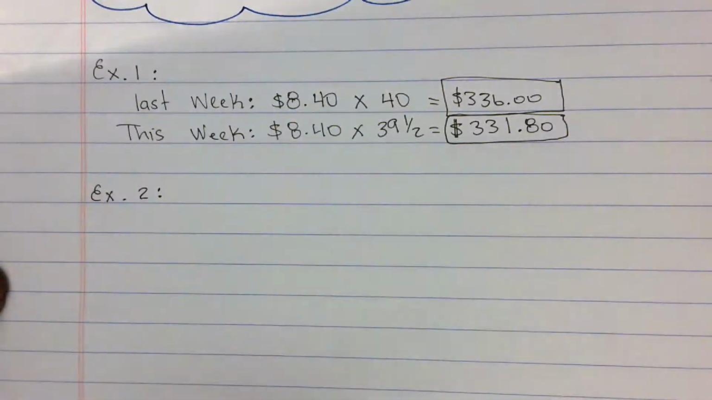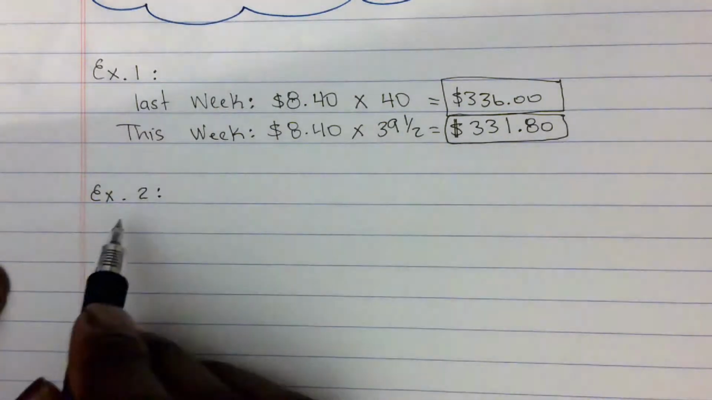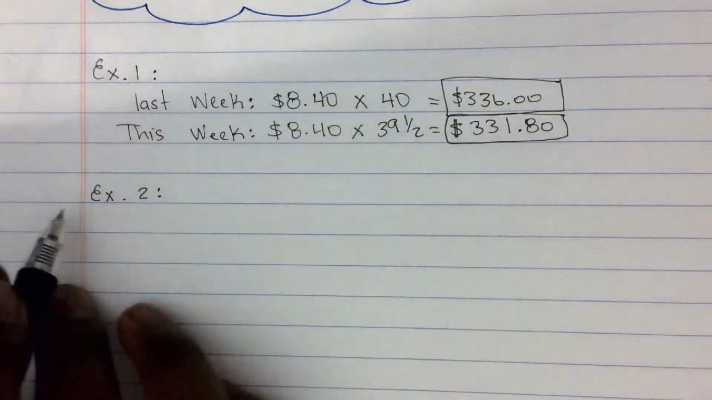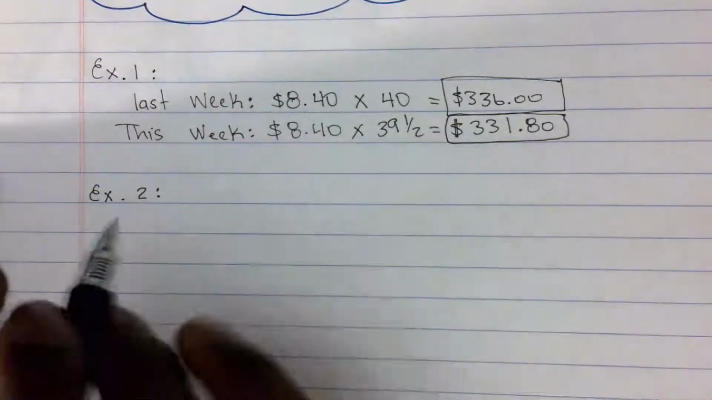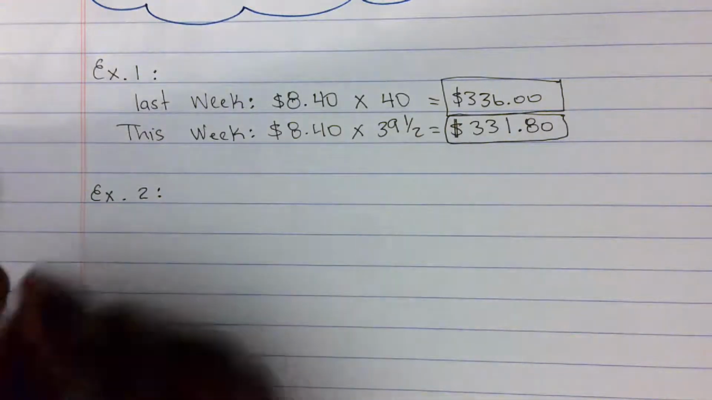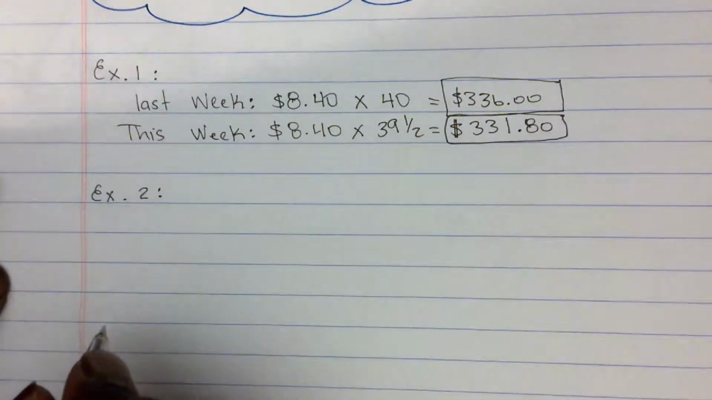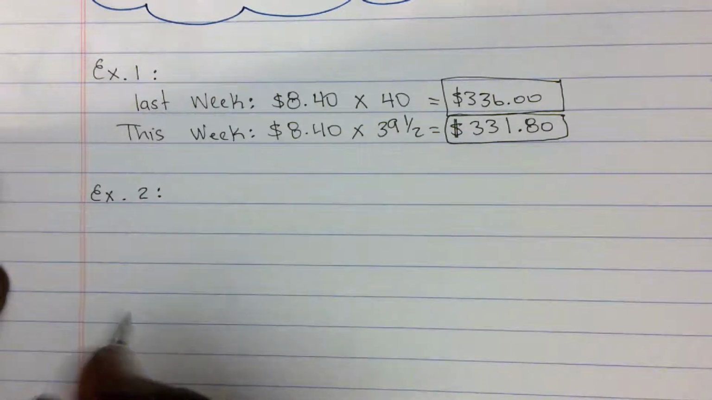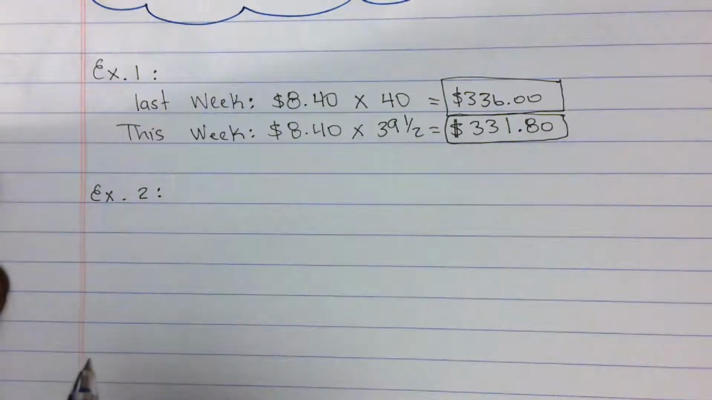Example 2. It says Kayla is paid $8.20 per hour for a regular 40-hour week, and her overtime rate is 1.5 times her regular rate. What does that mean? That pretty much means she's going to get her regular pay, and then an additional half of her regular pay for whatever overtime she works. This week she worked her regular 40 hours plus 10 hours overtime. What is her total pay?